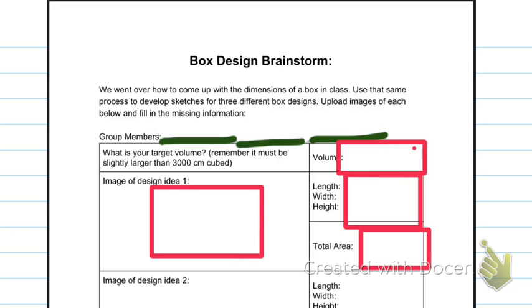So today, be sure that you get your 3 designs done. This box design brainstorm page needs to be turned in for your group, and finish up your stations, Mathopia City, area and volume exploration, and your volume practice, as well as any past due work that you have that you need to be working on. Get those done today, and I will see you tomorrow.